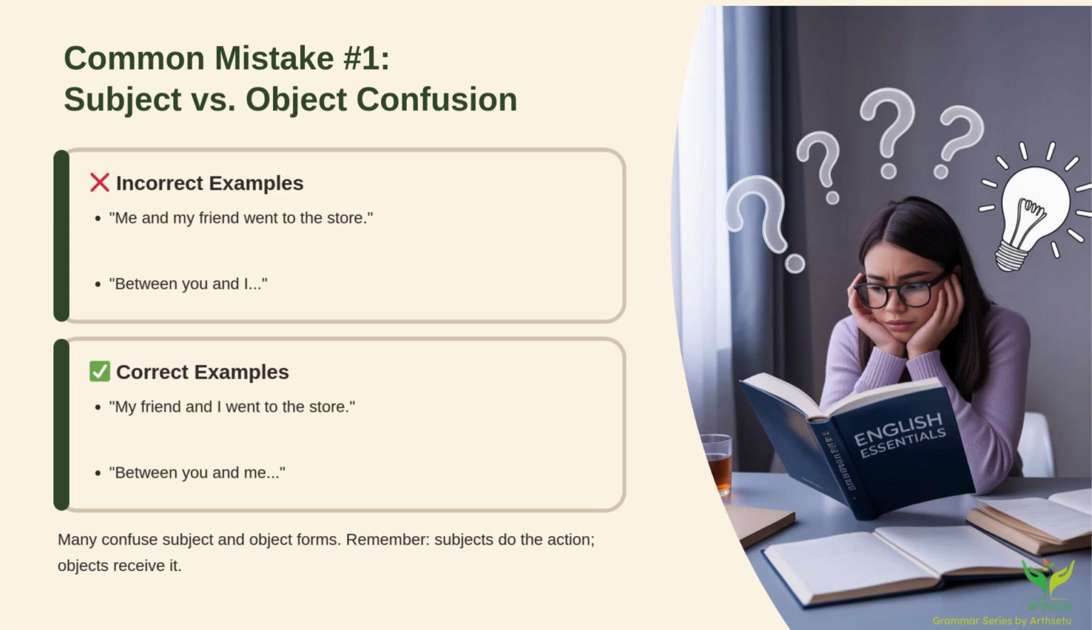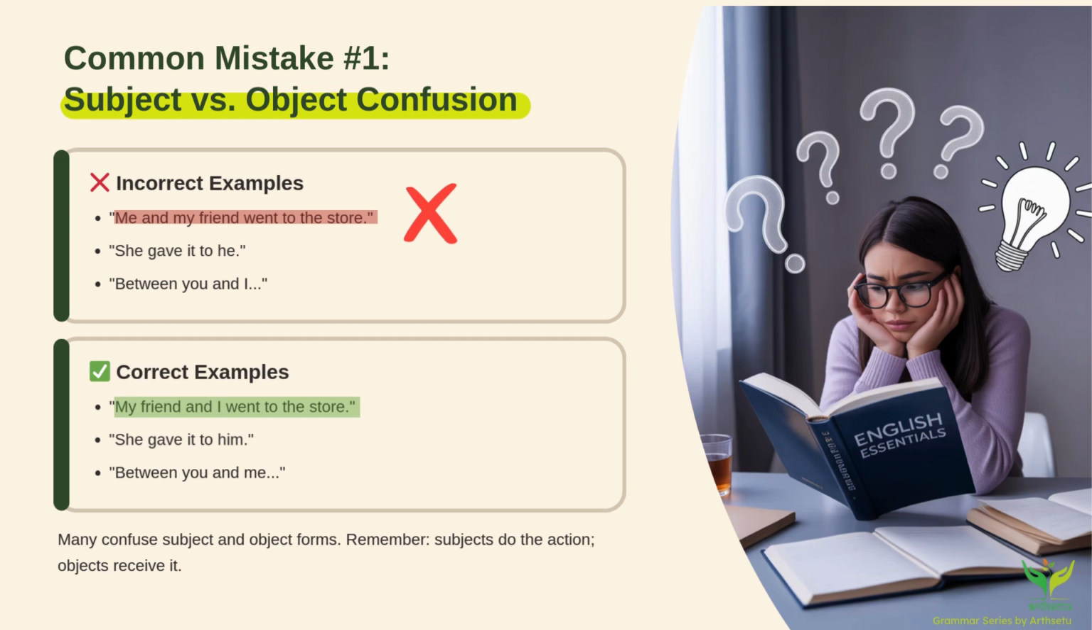One of the biggest problems learners face is mixing up subject and object pronouns. For example, you might hear someone say, me and my friend went to the store. That's wrong. It should be, my friend and I went to the store, because me is an object pronoun and here we wanted to use a subject pronoun, which is I. Why? Because I is a subject pronoun and here you are doing the action. Another common mistake is she gave it to he. Oops! The correct form is she gave it to him, because him is the object.